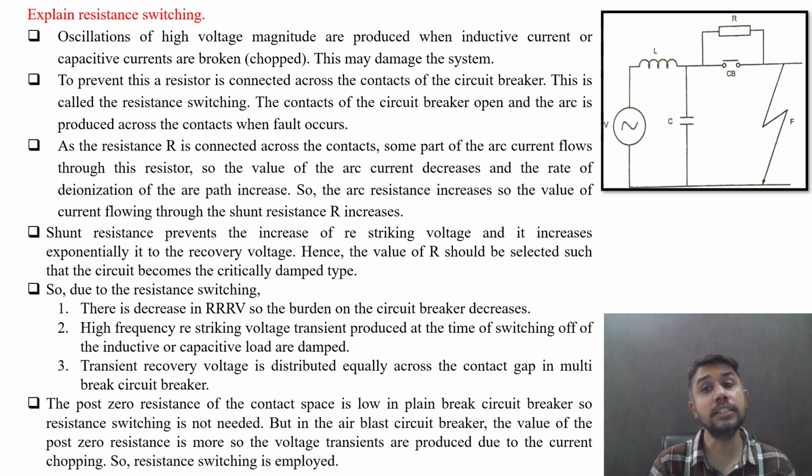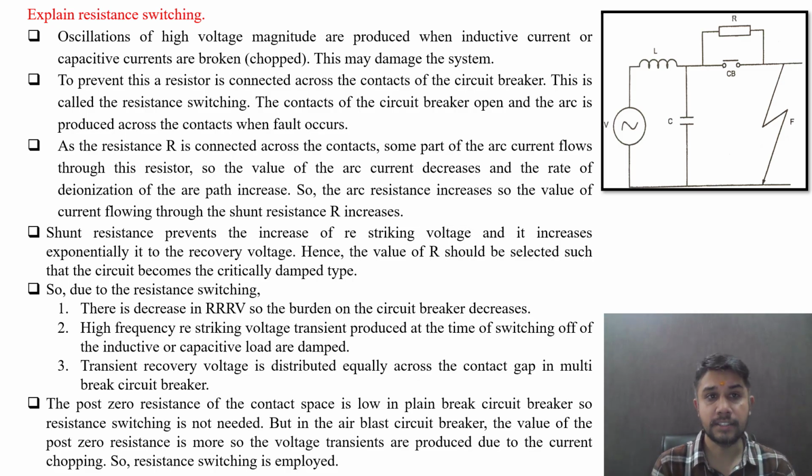Explain resistance switching in circuit breaker. So oscillations of high voltage magnitude are produced when the inductive current or a capacitive current is broken, that is chopped. This may damage the system.